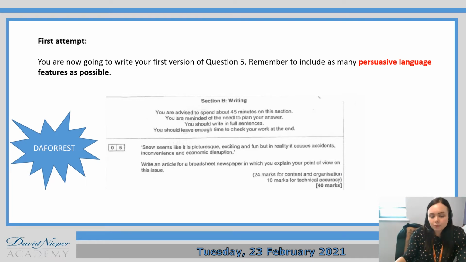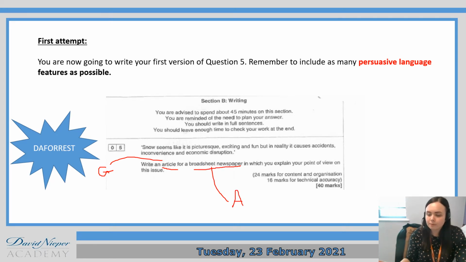So the first thing we're going to do is we're going to DAFOREST it, okay? So what type of text am I writing? Well, I'm writing an article. So that is my genre. It's got to be an article. The audience, it's for a broadsheet newspaper. We spoke about that the other day. So that means it's got to be a sophisticated reader. So it's not going to be slang. It's going to make sure that it's nice and formal. And then I am explaining my point of view on the issue. So that is the purpose.